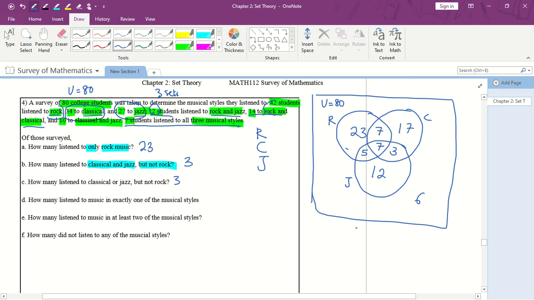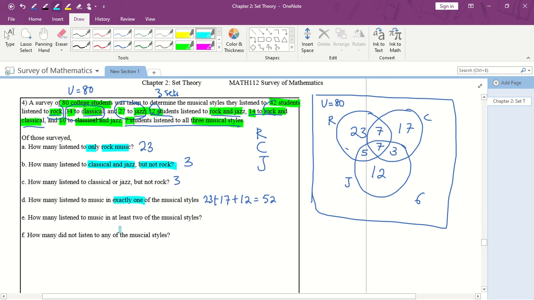Okay, so it will be 23 plus 17 plus 12. 23 plus 17 is 40, 40 plus 12 is 52. Okay, so 3 plus 7, correct? 10, 3, 4, 4, 52. Okay, correct. And the next one.